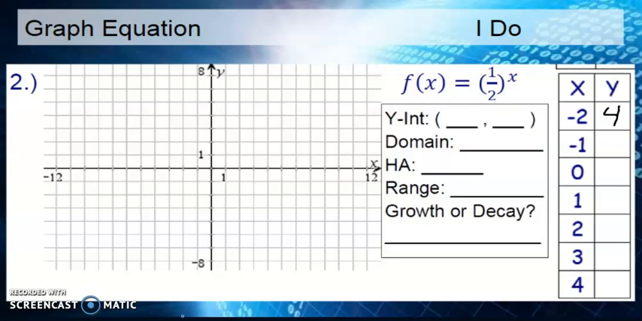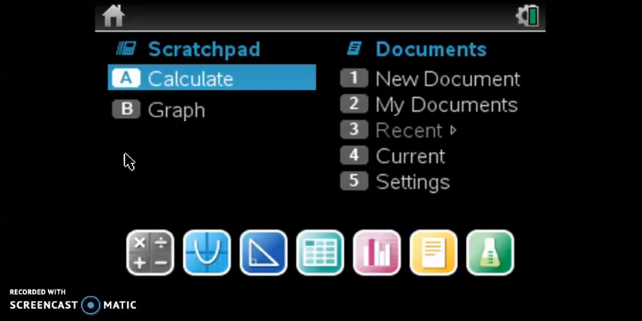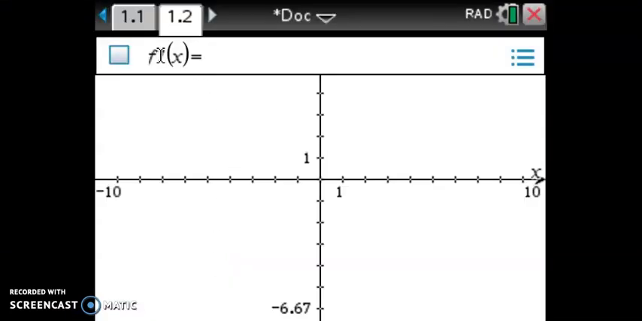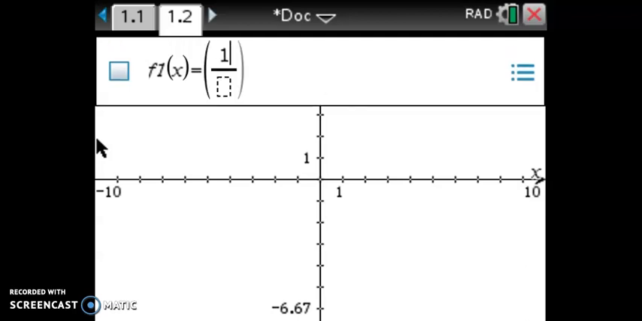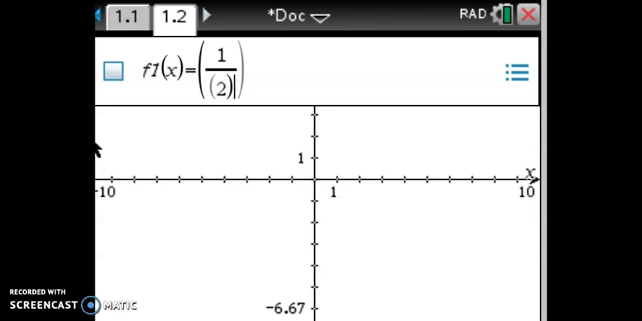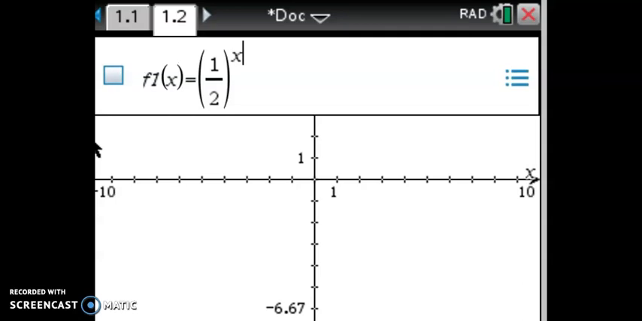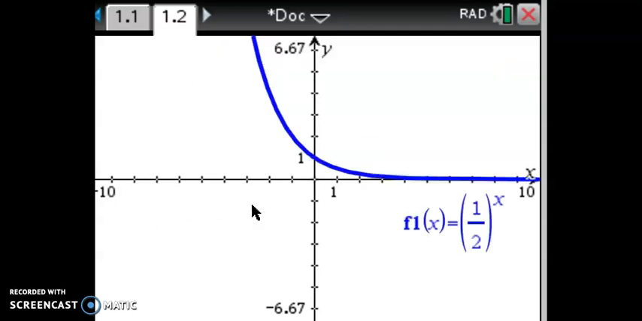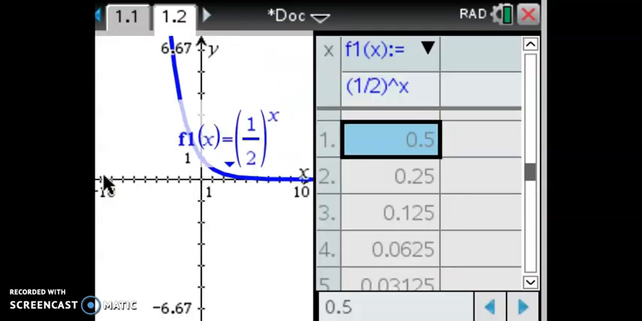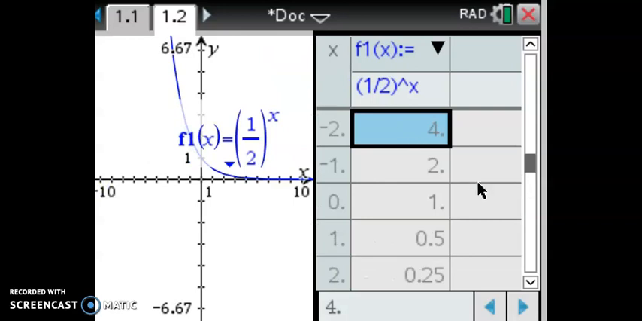To get this table, let's go ahead and graph this in the calculator. To graph, go ahead and press this button with the parabola, and we have f1 of x. So let's type in our expression. Parentheses, control divide, 1 down 2, close parentheses, and then press the caret button to the x power, and then enter. So here is our graph. To find the table, we press Control T. So we can fill in our table of values by looking at this.